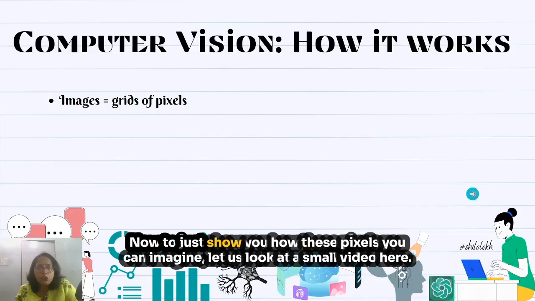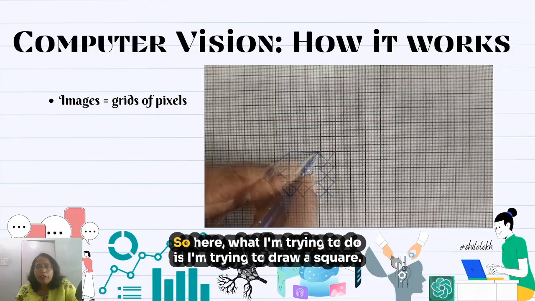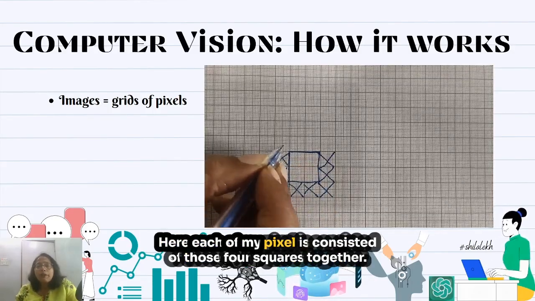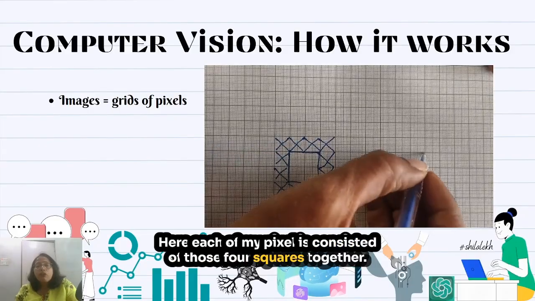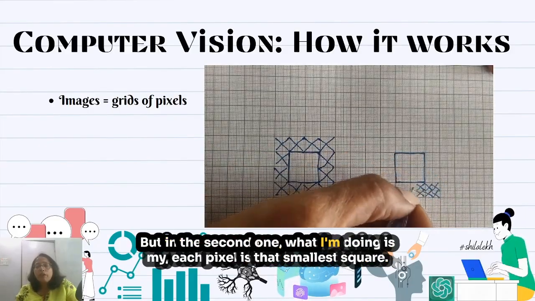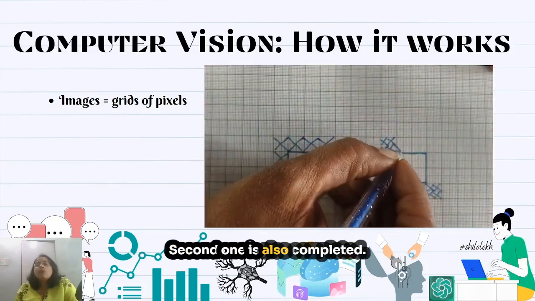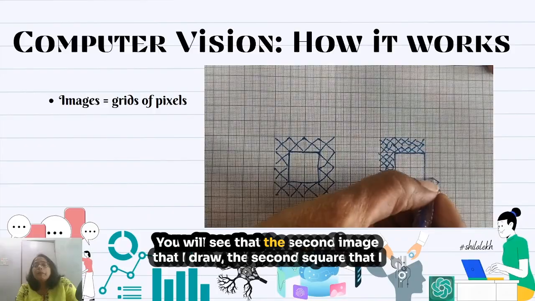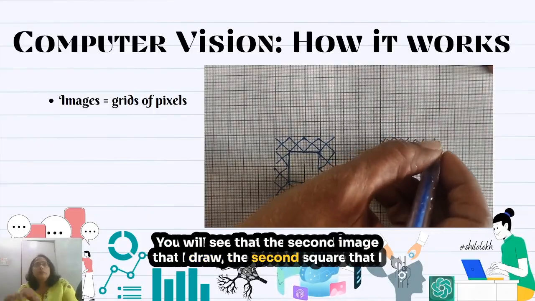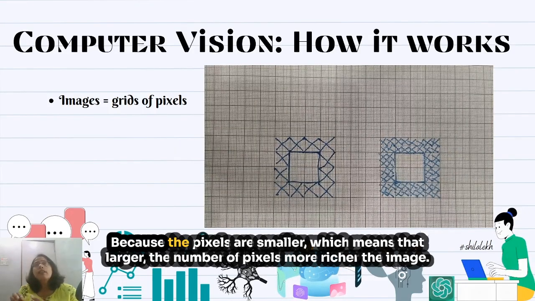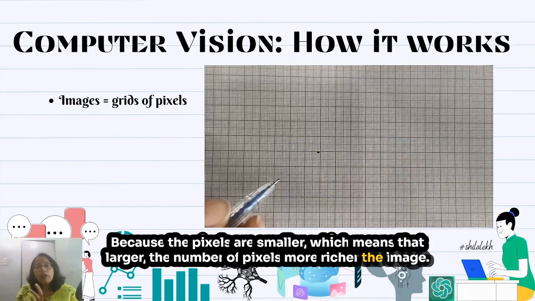Now, to show you how these pixels work, let us look at a small video here. So here what I'm trying to do is draw a square. Here each of my pixels consists of 4 squares together. But in the second one, each pixel is the smallest square. So once the second one is also completed, you will see that the second square that I have drawn looks richer, isn't it? Why? Because the pixels are smaller, which means that the larger the number of pixels, the richer the image.